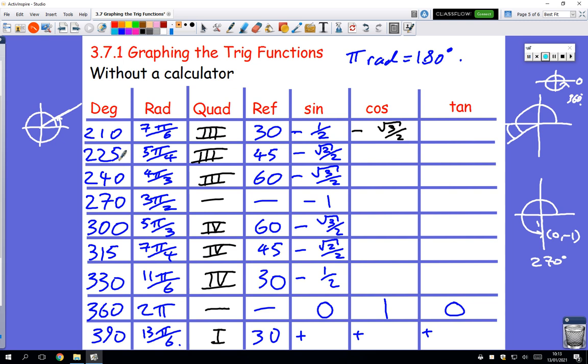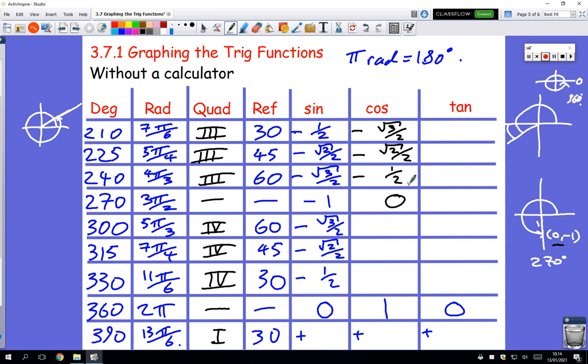Cosine of 225. Quadrant 3, it's going to be equal to negative of cosine 45, so negative root 2 over 2. Cosine of 240. Quadrant 3, cosine is negative, so it's equal to negative cosine of 60, which is negative 1/2. Cosine of 270, we have drawn it over here. Cosine is the x-coordinate divided by r, 0 divided by 1, 0. We're just getting these numbers repeating themselves. Negative 1/2.